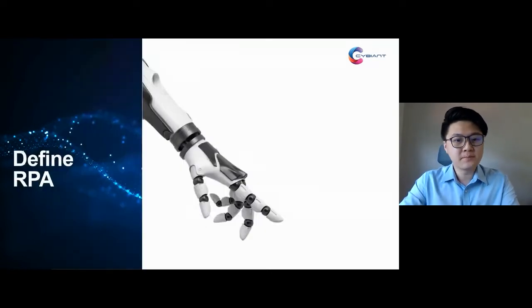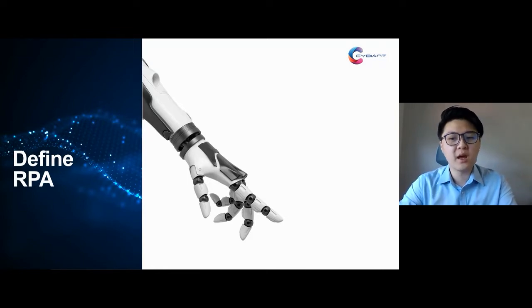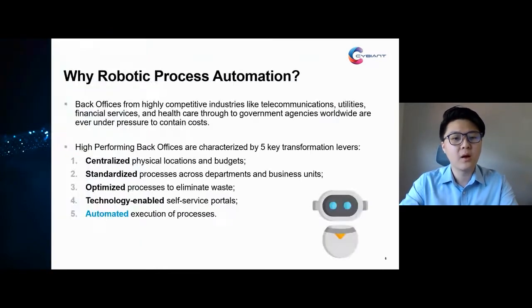Let's get started by defining RPA. What is RPA and why RPA? Why do we need robotic process automation? In the back office of highly competitive industries like telecommunications, utilities, financial services, and healthcare, and also government agencies worldwide, organizations are under tremendous pressure to reduce their costs and at the same time to improve their efficiency.